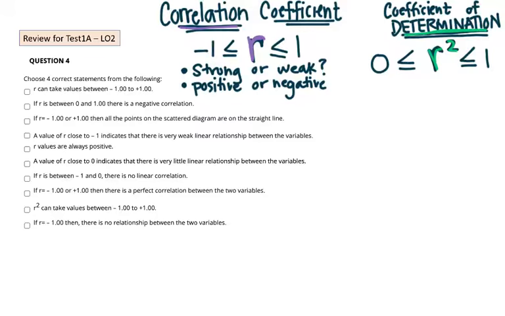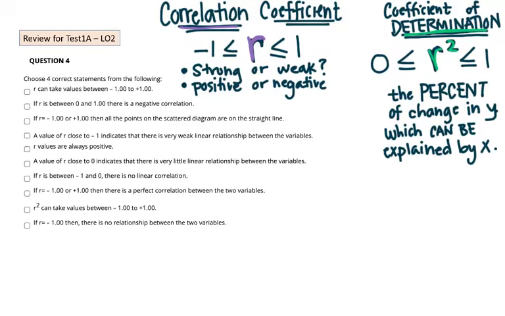And because it's a number between 0 and 1, it'll be a decimal, which can be rewritten as a percentage. So I want you to remember that the coefficient of determination is always a percentage, and it always tells you the percent of change in y which can be explained by x. Okay, now let's look at these sentences now that we've written down everything we know.